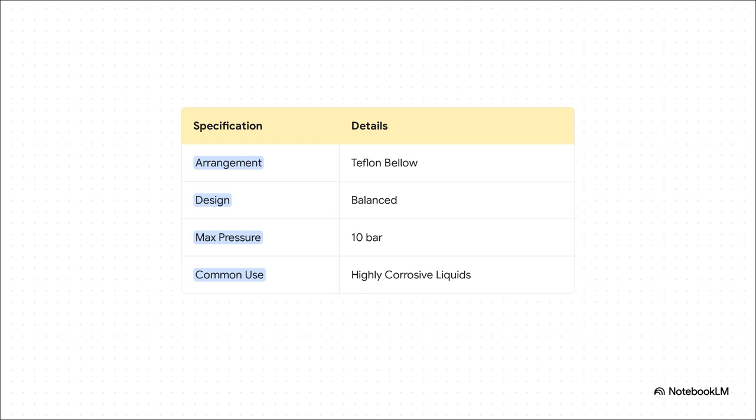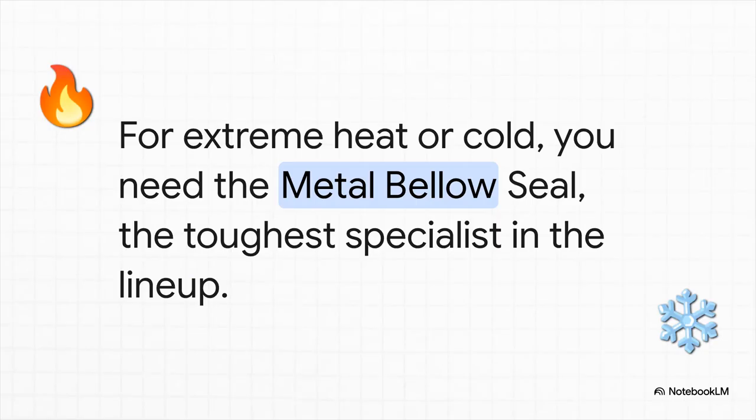So this balanced seal becomes the perfect choice for handling aggressive acids and other harsh chemicals, even if the pressure isn't super high. Okay, what about extreme temperatures? What happens when things get incredibly hot or cryogenically cold? All the normal rubber and plastic parts in a seal would just fail completely. That's when you need the toughest specialist in the entire lineup.